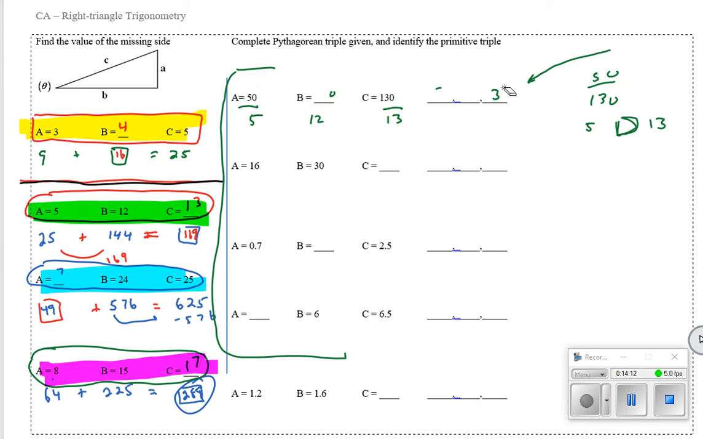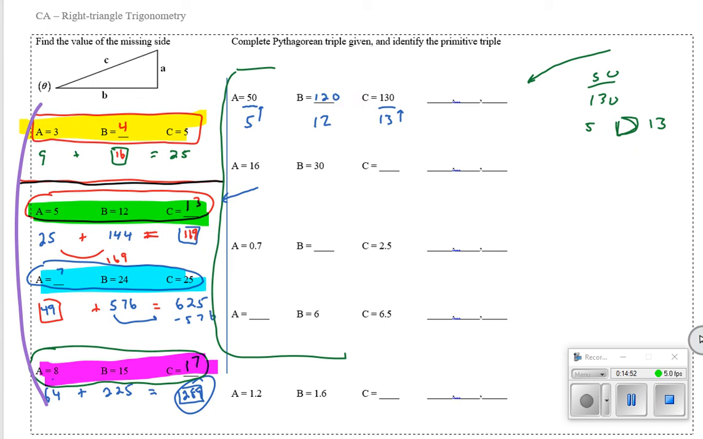Let's look again. We've got these 4 Pythagorean triples over here. And I recognize that a 50 and a 130 can be reduced down, taking out a common factor, to 5 and 13. And I see that this is a 5 and a 13 multiple, so that one's got to be 12 to make it a Pythagorean triple. So this is 10 times 5 and 10 times 13. This must be 10 times 12.